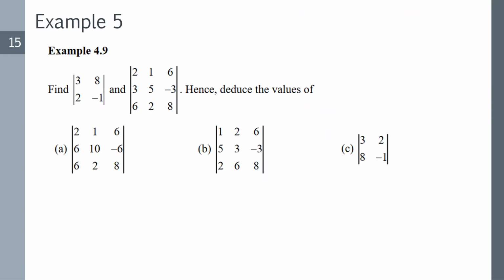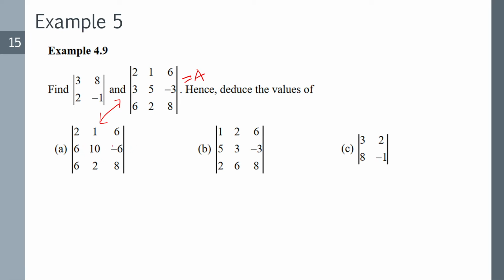Okay, so now look at example 4.9. Let's say they ask you to find this one. I don't spend time here finding this one. Let's say this value is A. Because the question asks you to deduce, it means they don't expect you to recalculate this determinant. So what you can only see is that you are comparing these two. The first row is the same, the third row is the same. Only the second row is different.